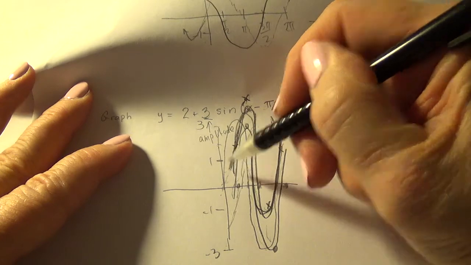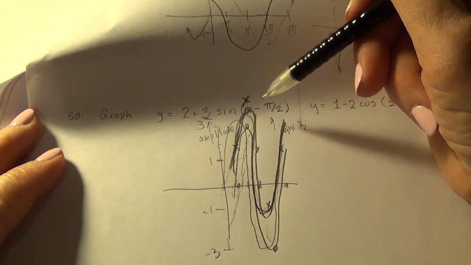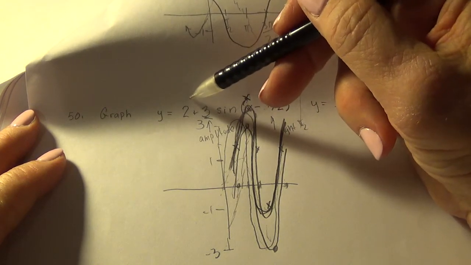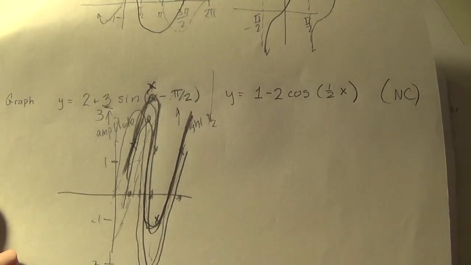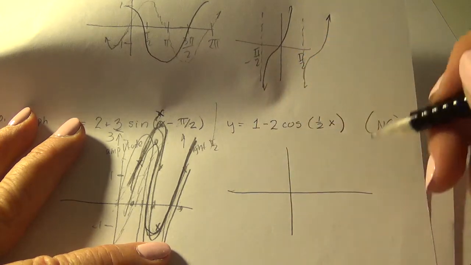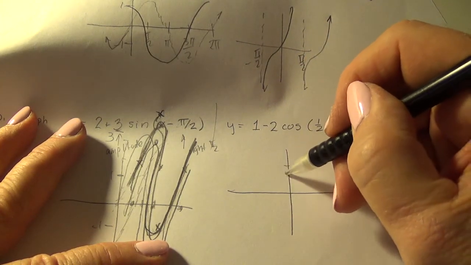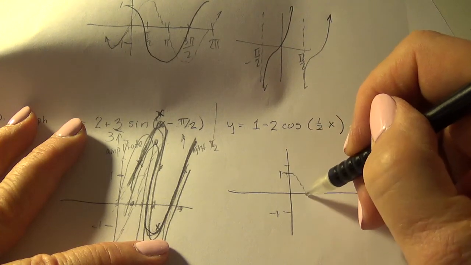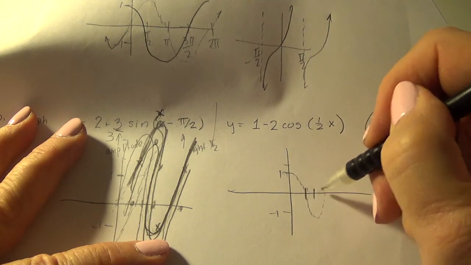Alright, so again, this number took it to the left, this one stretched out its amplitude, and this one caused it to raise up too. Let's do the same thing with cosine. So, try to make it a little more clear. Cosine normally goes up, I'll make it smaller, 1 to minus 1, so it's going to go like this. And here's my tick marks.